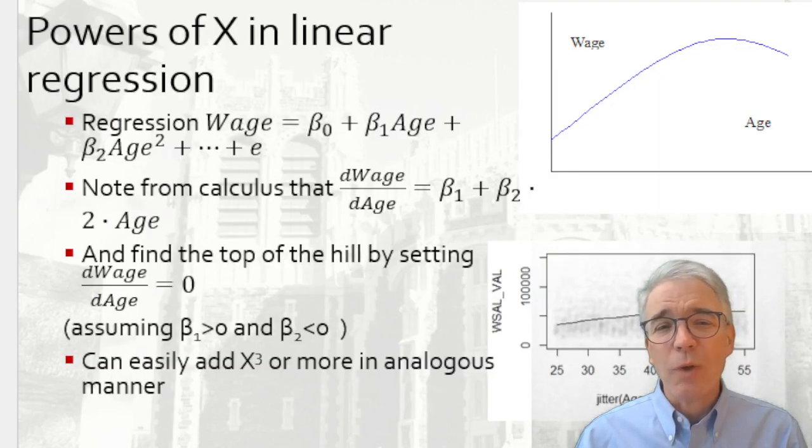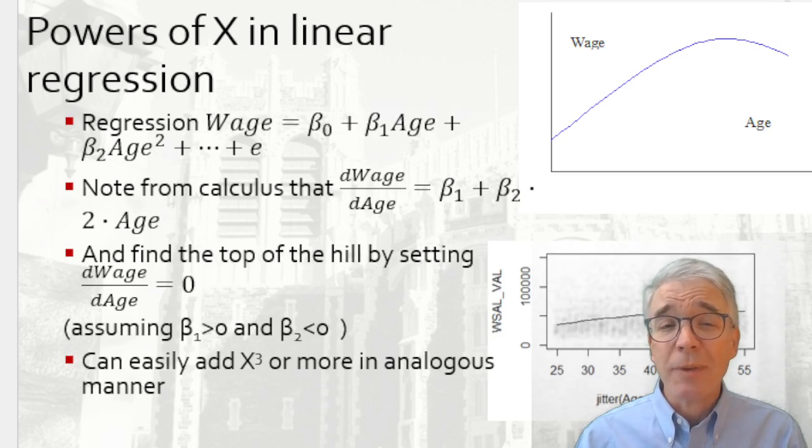I regress wage on beta naught plus beta 1 age plus beta 2 age squared, plus other stuff, plus the new error term. Now remember from calculus, how do I find the derivative of y? Or in this case, the derivative of wage as age increases. Well, take the derivative with respect to age. That's going to be beta 1 plus beta 2 times 2 times age. That's the first derivative of that parabola.